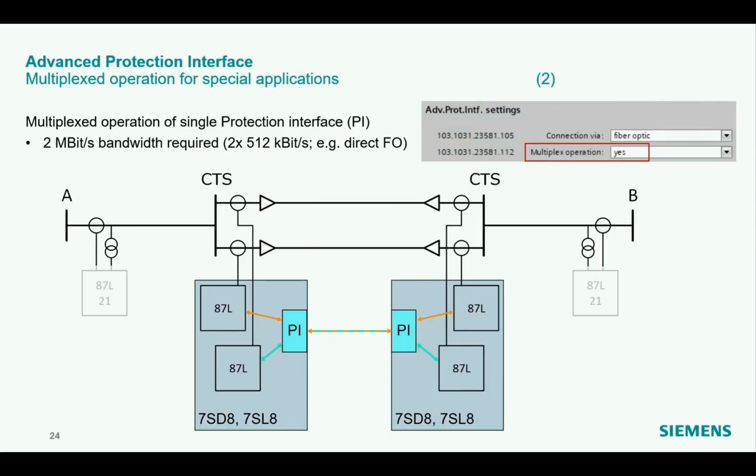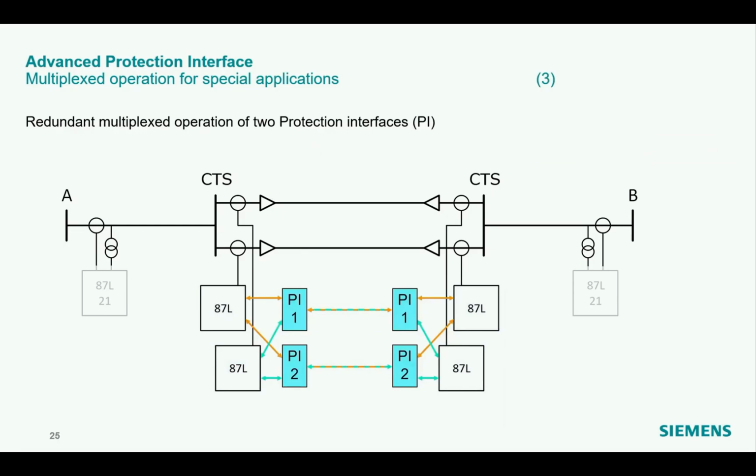In case you say this is not good because the communication channel will fail, you have the possibility to use a redundant protection interface, and you can also use a multiplexed one for this redundant protection interface.